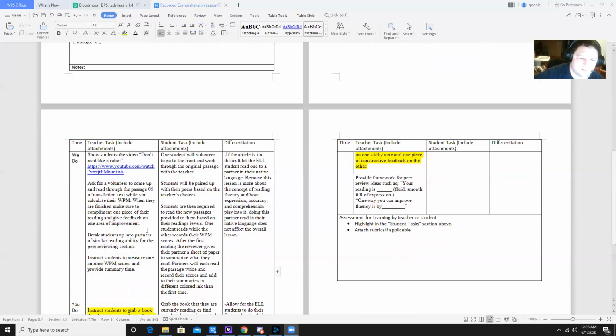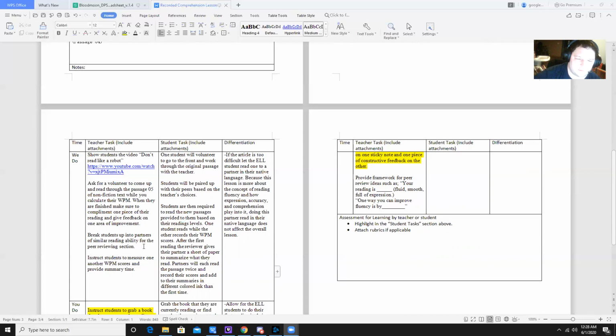And then I would have to re-add in the passage. Passage 5 is the nonfiction text, which is what our class is based on. I would call up a student, have them come up, and they would read it for me, and we would record their words per minute. Then we'd have them read it a second time and record their words per minute again, just to see that improvement and see how a reread can improve their fluency and accuracy. That would once again be the we do, guided practice. It's me and the other student in front of the class working through it together.